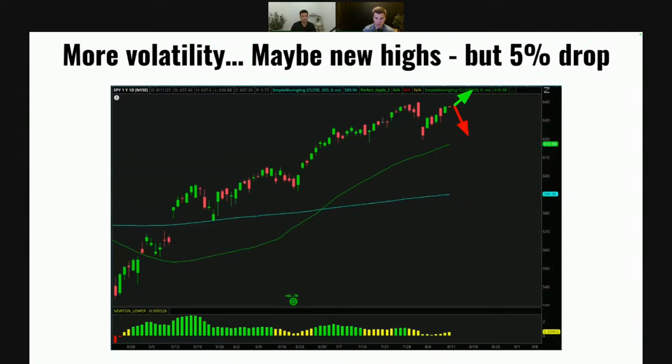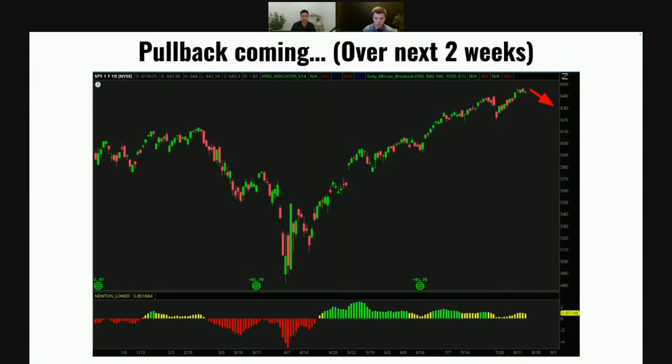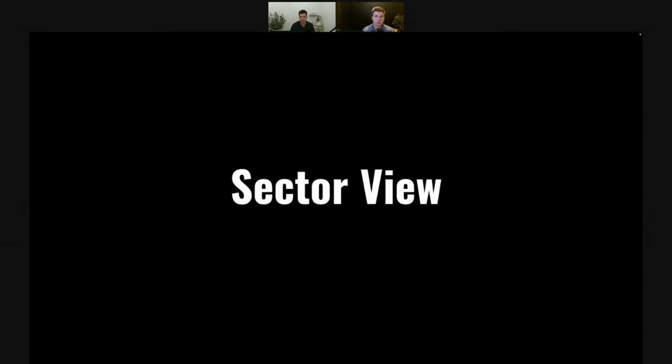We might see new highs in August, but I do think we are going to be caught by a 5% drop sometime over the next 2 weeks before the month is over or going into the start of September. I do think we are going to see a 5% pullback on the stock market. So I am just cautiously optimistic. I want the markets to go higher, but I'm not going to go in heavy right now on any one trade because it's just not a great high conviction buying opportunity, in my opinion.